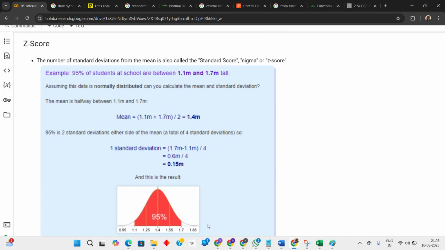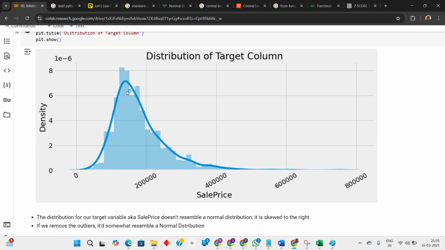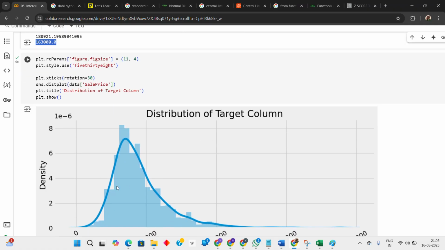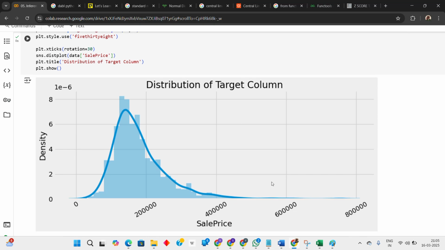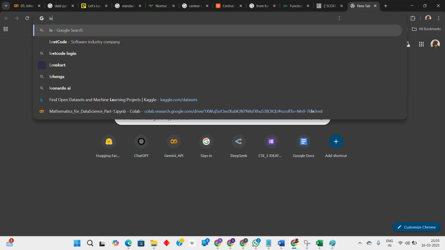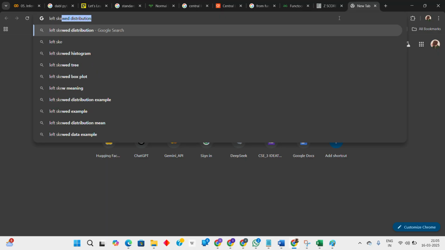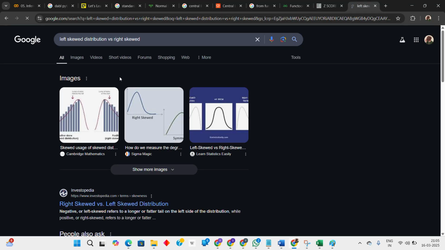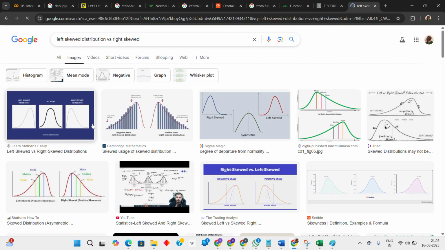What is the normal distribution? Is that clear? This is not the normal distribution because the mean is this much. This is what? This is left skewed. If some points you may see, this is what? Right skewed. Here you can see left skewed versus right skewed. Left skewed distribution versus right skewed. Go to the images. See here you can see.